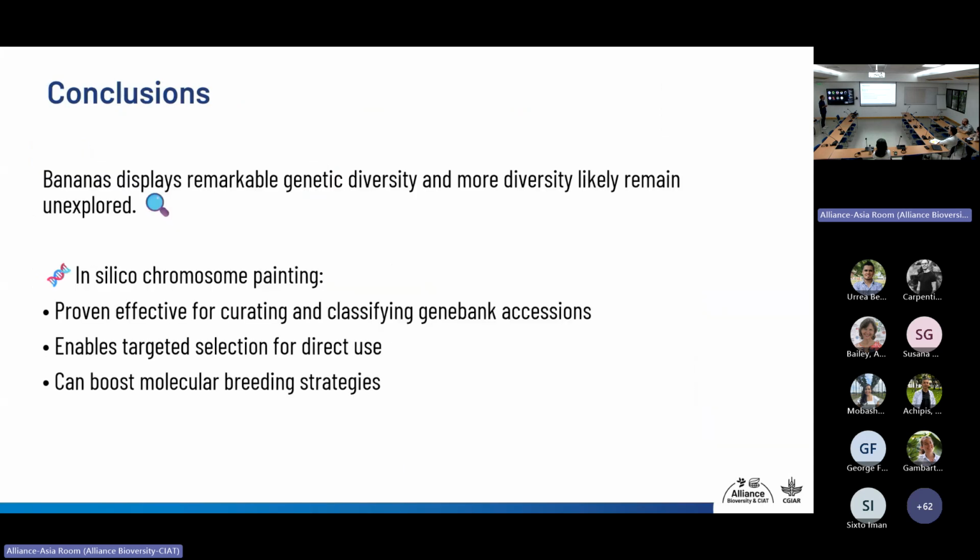So just to conclude, banana displays a fascinating genetic diversity. We are convinced that there is much more to discover. There is still a lot of this diversity existing in Southeast Asia. And in silico chromosome painting was very effective for the curation and the classification of accessions in the Genebank. We believe that it can also enable some targeted use of this diversity directly, and also can boost molecular breeding strategies.